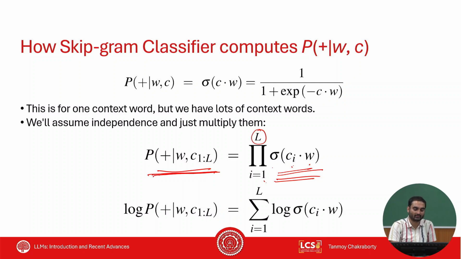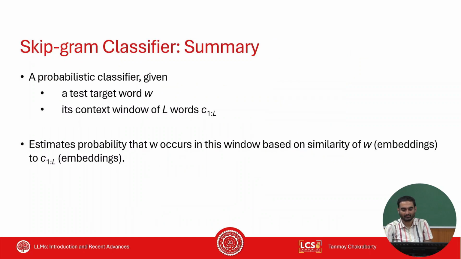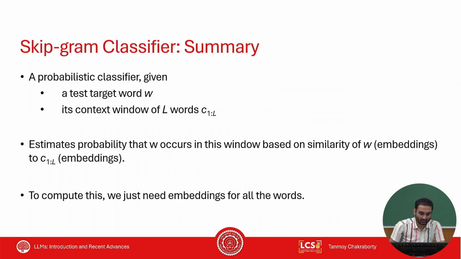So this is essentially all the probabilities considered together. Oftentimes we take the log of it. We take the log of this probability, which will essentially be the sum of all the logs. So what have we done so far?